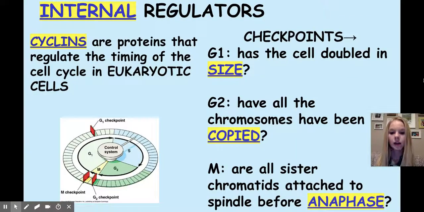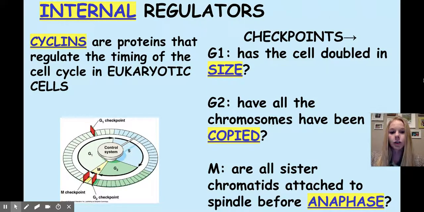There are two different ways that the cell cycle is regulated. This is first by internal factors, or proteins that respond to activities inside of the cell. For instance, cyclin is a protein that regulates the timing of the cell cycle and causes spindle fibers to begin forming. There are also checkpoints built into the cell cycle that prevent the cell from continuing if it is damaged.